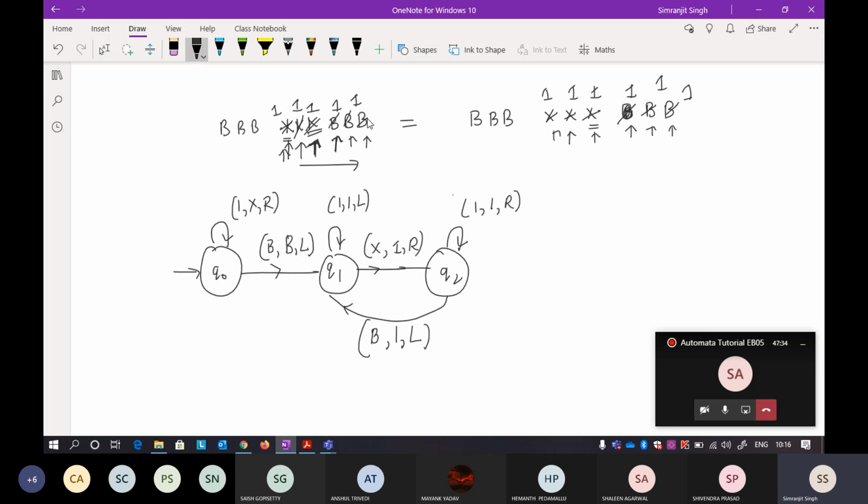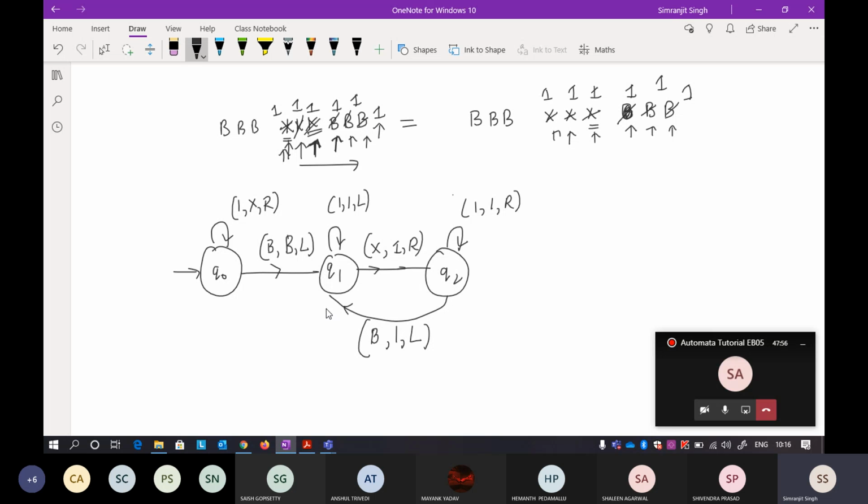Now I'll change the blank to 1, and now I have to go to the final state also. There will be no X here. So when you reach the final, you change the blank to 1. Now your pointer is here. You change the final blank to 1.